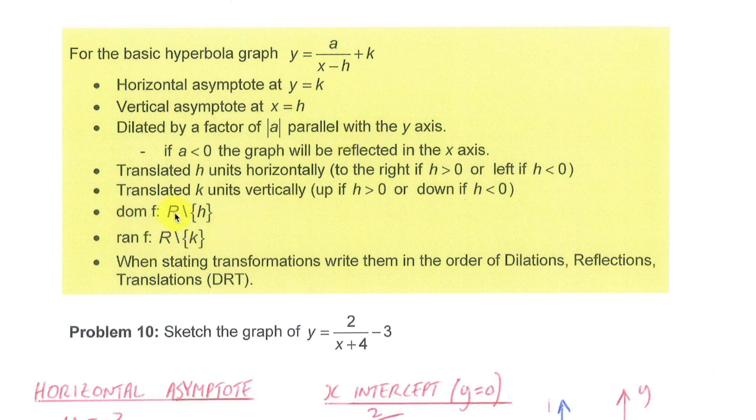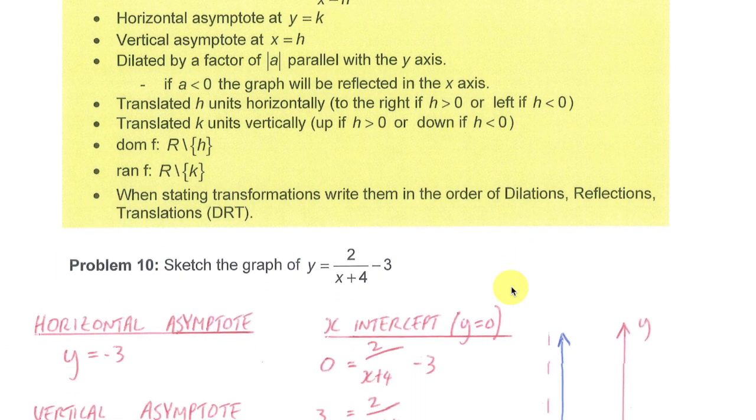The domain will be the set of all real numbers excluding the horizontal translation, and the range is the set of all real numbers excluding the vertical translation. Whenever we state our transformations, we need to always do it in terms of dilations, reflections, and translations. Let's look at some examples.